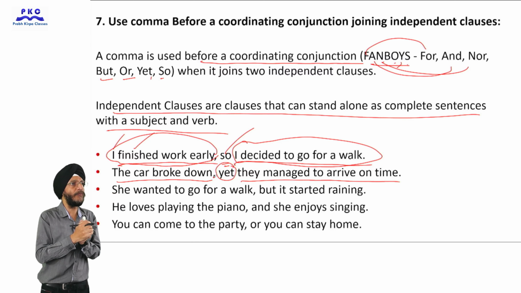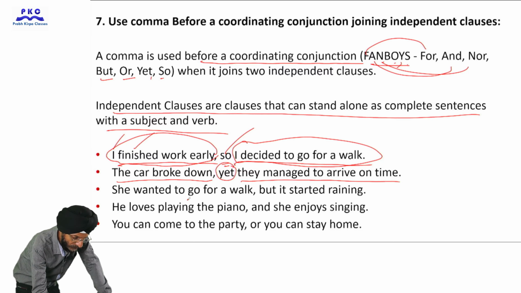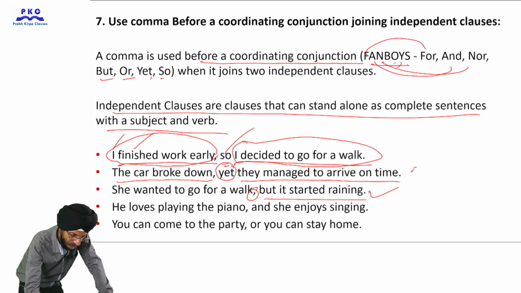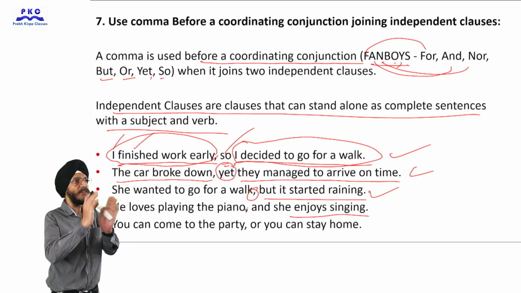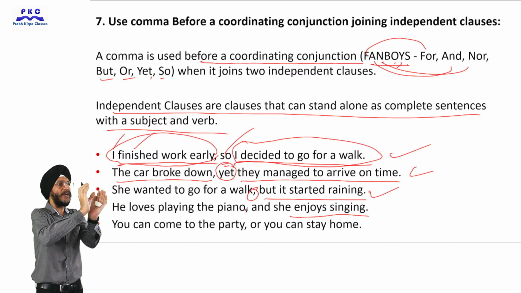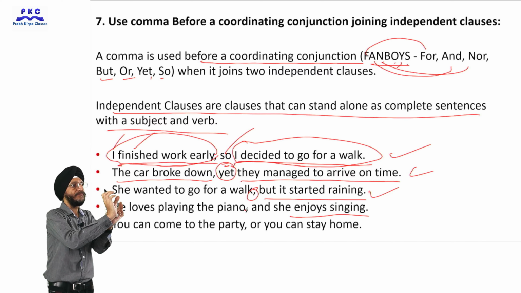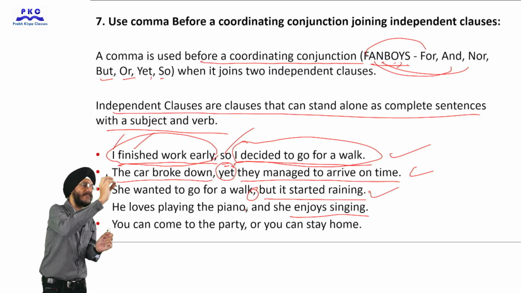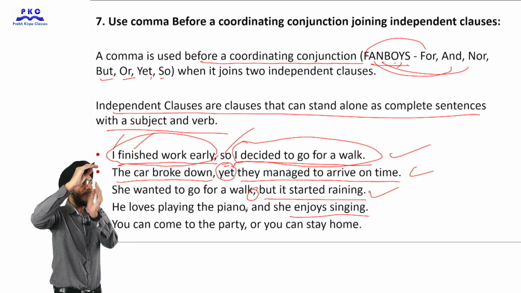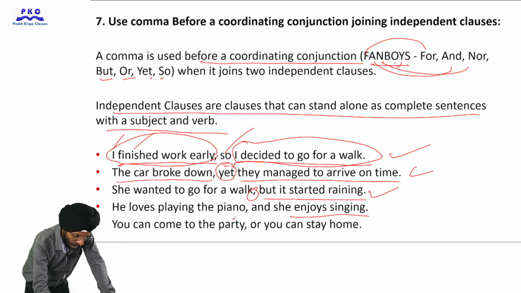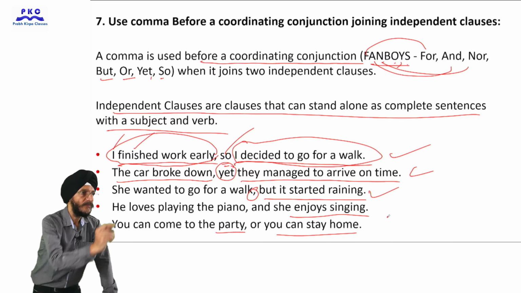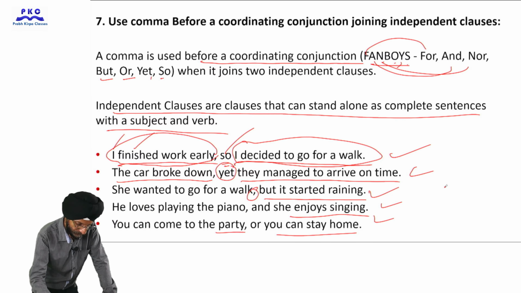Similarly, in case of other FANBOYS: she wanted to go for a walk, but it started raining. Here we have inserted a comma, it is correct. He loves playing the piano, and she enjoys singing. Here again we have to insert a comma, because two independent clauses are being joined by a coordinating conjunction, and before the coordinating conjunction, that is in case of FANBOYS, we have to insert a comma. You can come to the party, or you can stay home. Before or, we have inserted a comma.